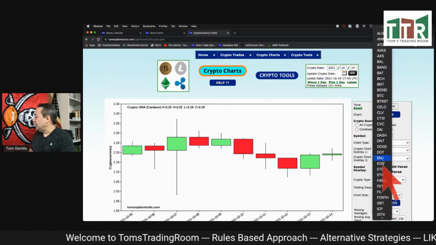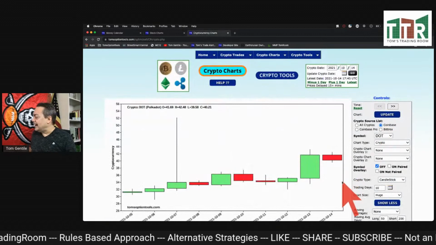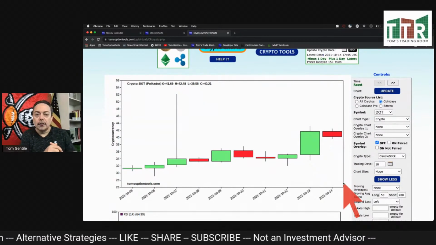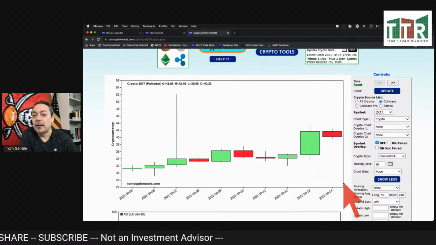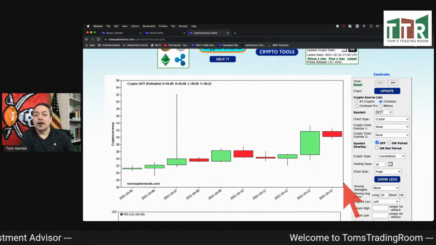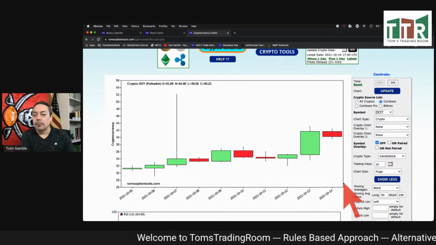The symbol's DOT. The coin is Polkadot. Now, I didn't buy Polkadot because I thought it was a really cool sounding coin. I bought Polkadot for the same reason I bought Cardano, for the same reason I bought Ethereum. This is next level Ethereum stuff, guys. Transaction speeds greatly increased. They're adding so much value to the blockchain.